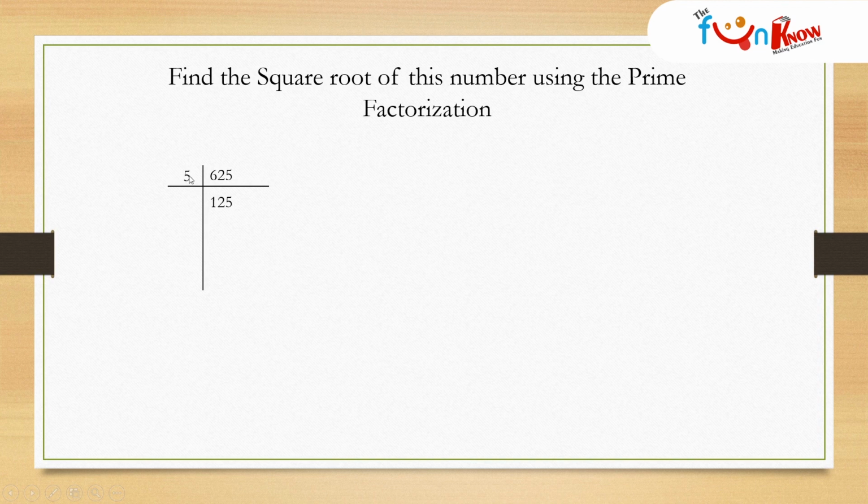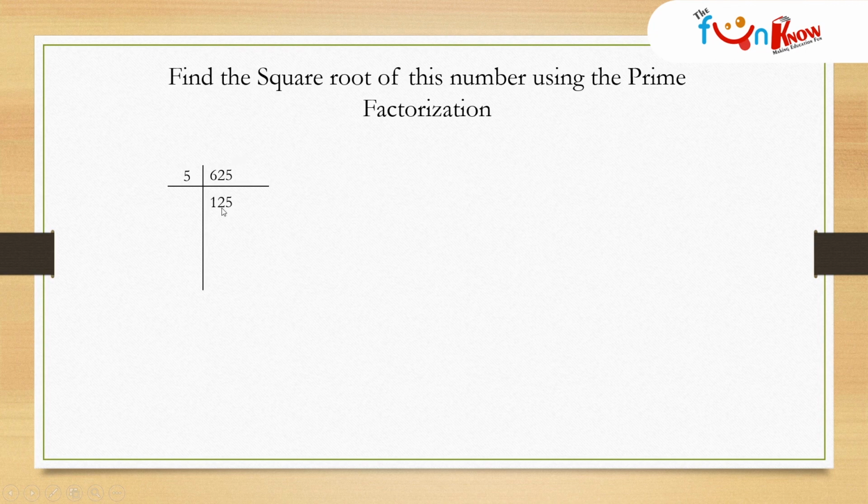So we'll see, okay, 5 ones are 5. 1 will be remaining. Then 12 will be. But then 12 doesn't come in the 5 table. So it will be 5 twos are 10. So 2 will be remaining. And 5 fives are 25. So 125 will be the answer.